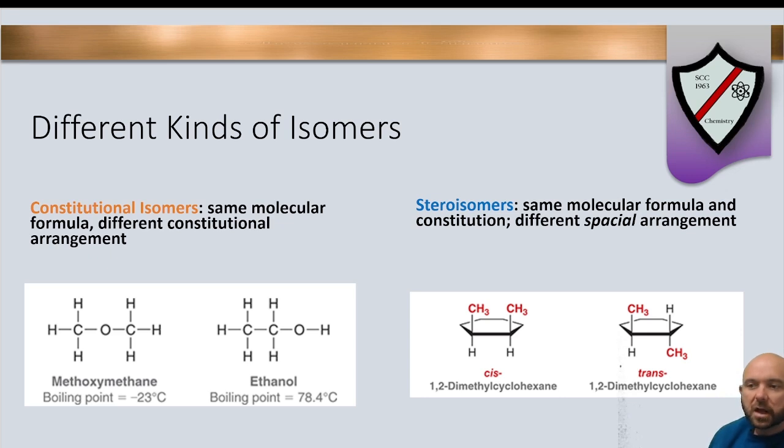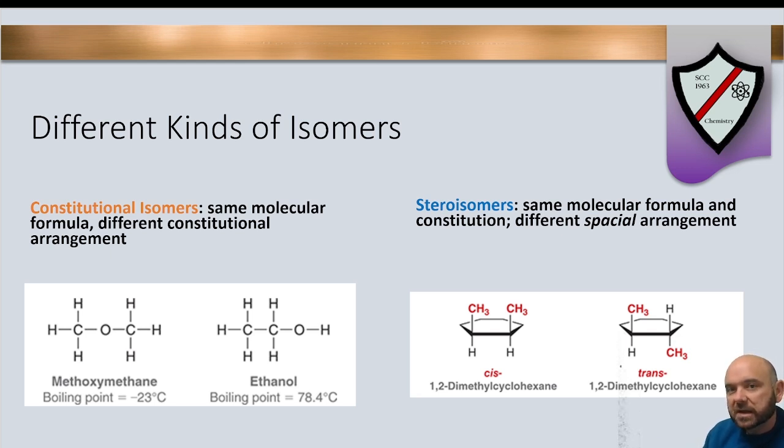Here on this first slide, we have a definition of two different kinds of isomers. One we've covered pretty extensively at the beginning of the course, and that was our constitutional isomers. Constitutional isomers are molecules that have the same type and count of atoms. However, those atoms are connected or arranged differently from each other.